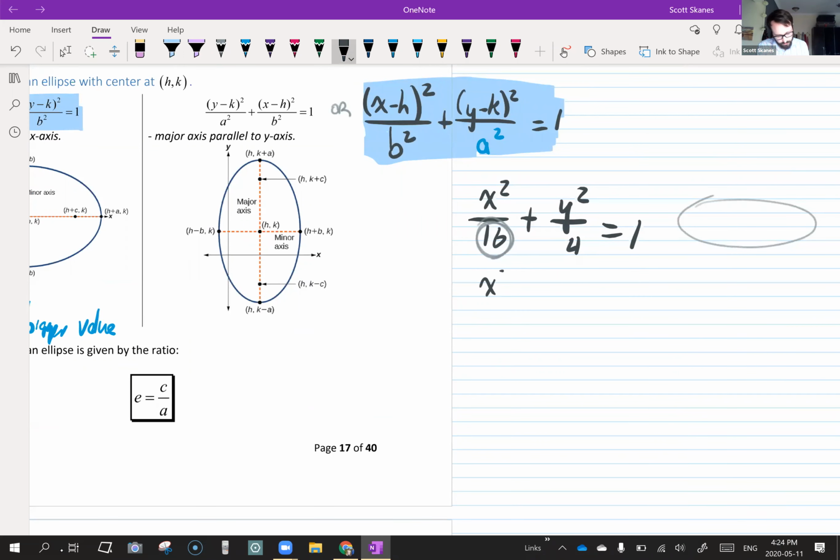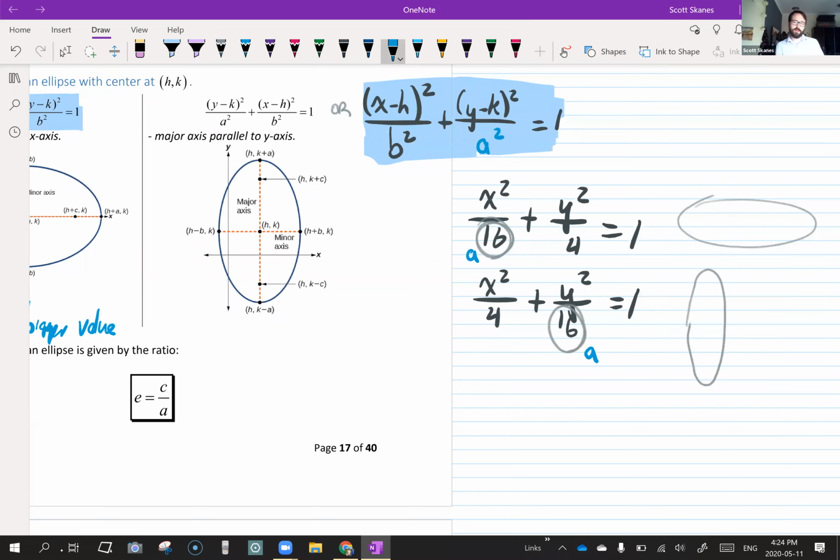If this was instead written like this, notice the only difference is the 16 is now under the y. Notice the bigger number is under the y value, which means it will look like it's stretched in the y direction. So it looks like this. That is the big difference. No matter what variable that number is under, we always call it A. Okay? A relates to what we call a major axis. I'm going to explain that more in a second with an actual example. And finally, A is always the bigger value.